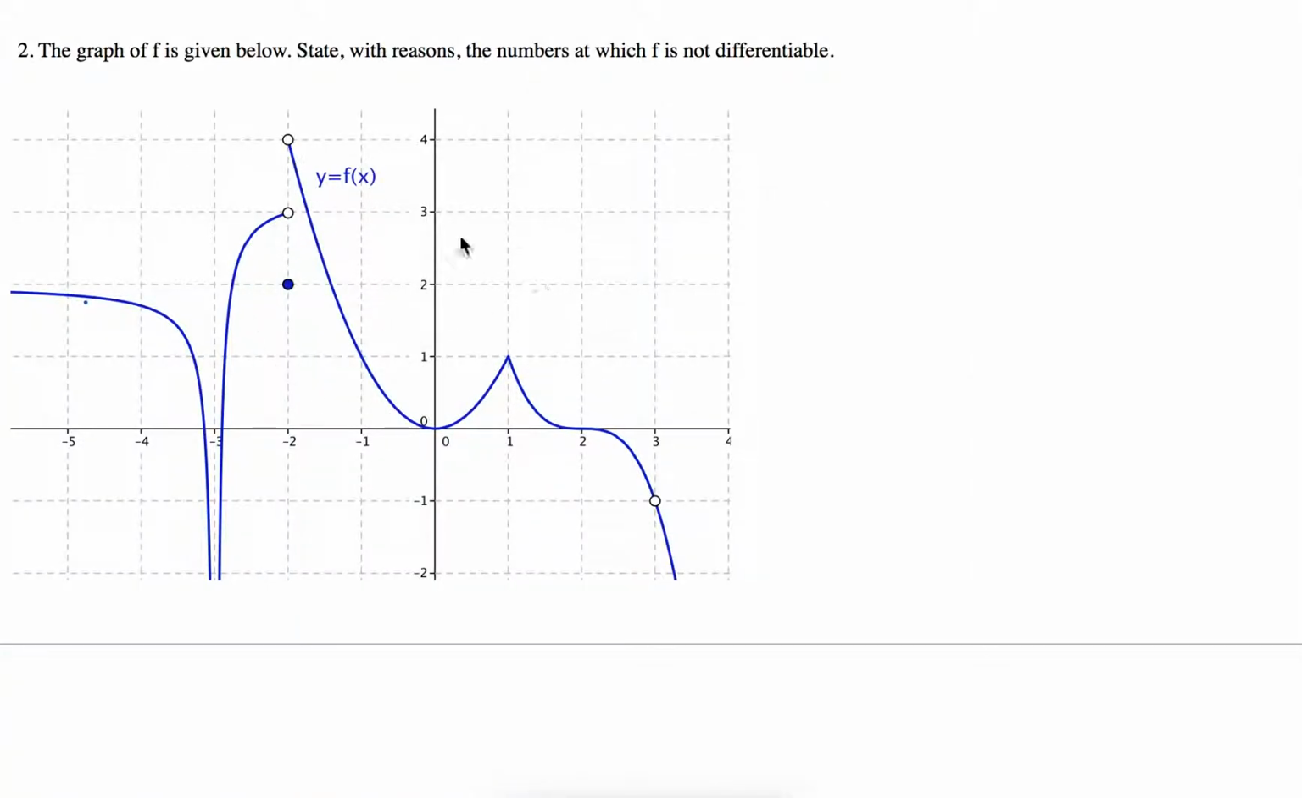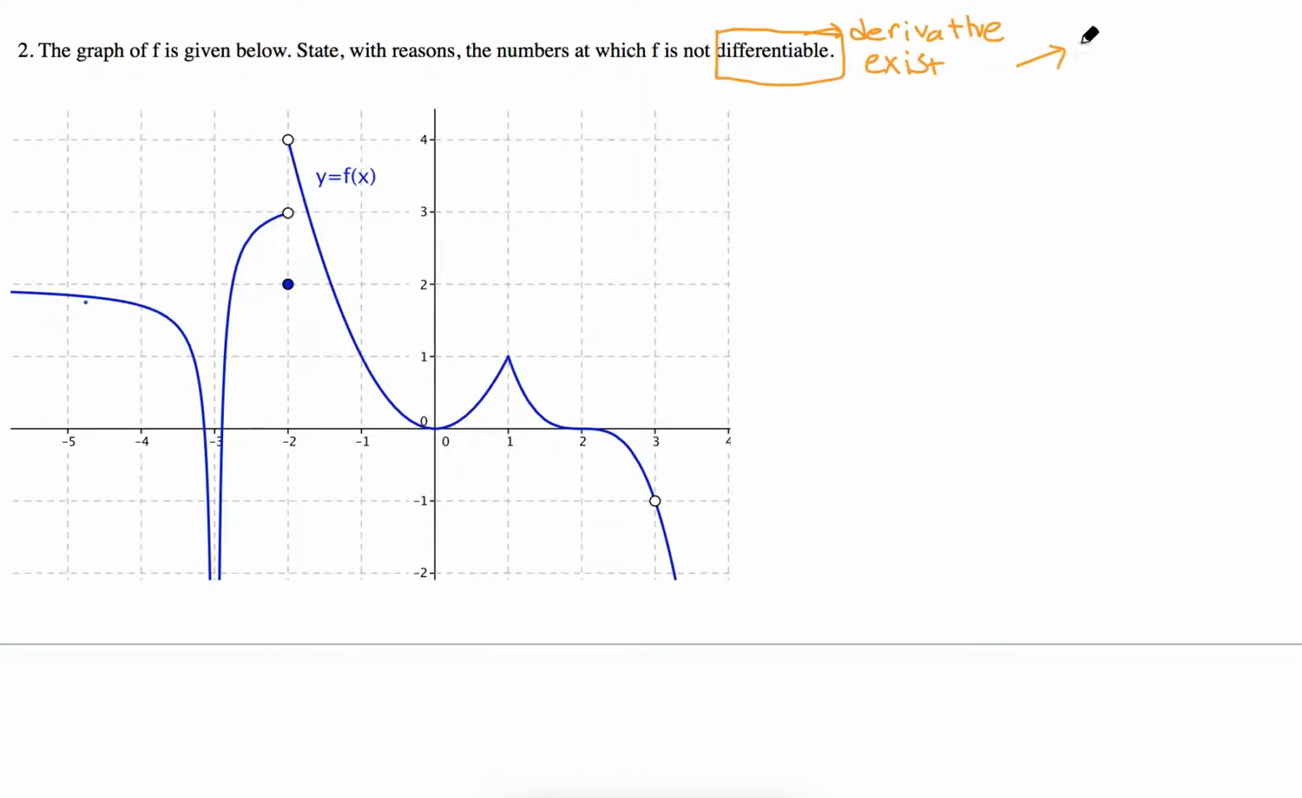We are given the graph of the function f, and we're looking at the numbers at which f is not differentiable. Remember, differentiable means derivative exists. So this means derivative exists. And for derivative to exist, we need two conditions to hold.